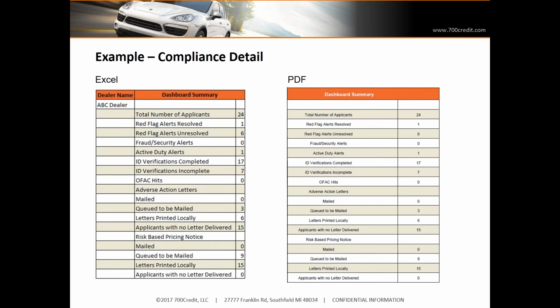The compliance detail report is a summary of the dashboard in our system. It lists the total applicants, and that includes applicants that had a standalone OFAC or a standalone red flag report pulled. It provides the status of red flag alerts, the number of consumer alerts and OFAC hits, and for adverse action letters and risk-based pricing notices, it lists the number of applicants that received a letter and notice via mail, those queued to be mailed, those printed at your dealership that you'll deliver to the applicant, and applicants with no letter or notice delivered. This tells you at a glance what's going on at your dealership.